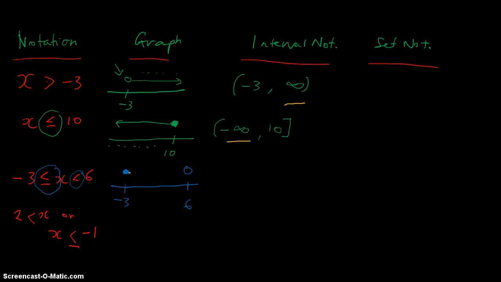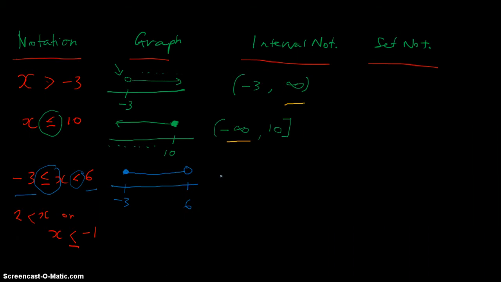Now, in this case, you can see there's a difference between the last two examples and this example here. The last two examples, we've had no restrictions. We've just said that x is less than 10, which is why we put an arrow. In this case, there is both a lower bound, which is -3, and an upper bound, which is 6, which is why we don't use arrows in this case.